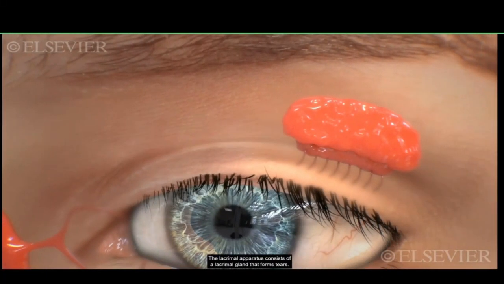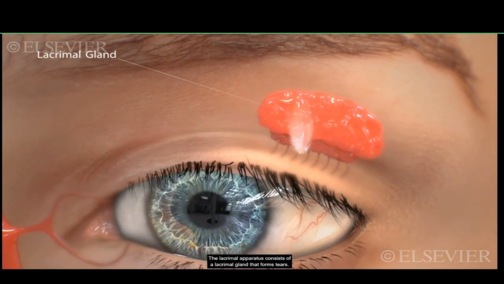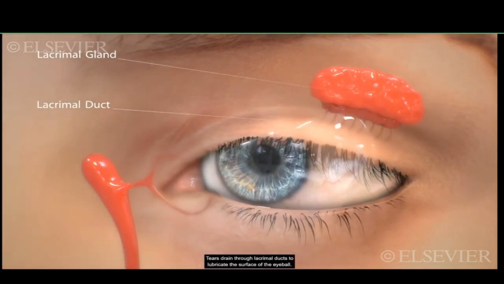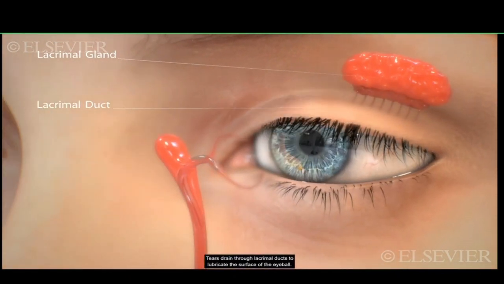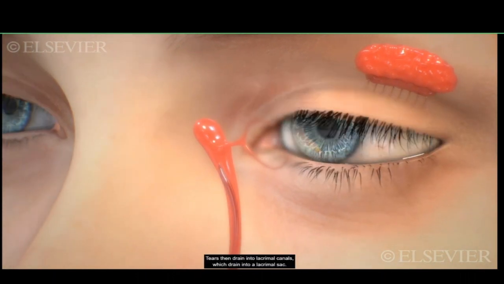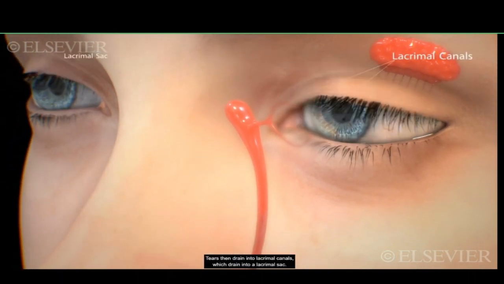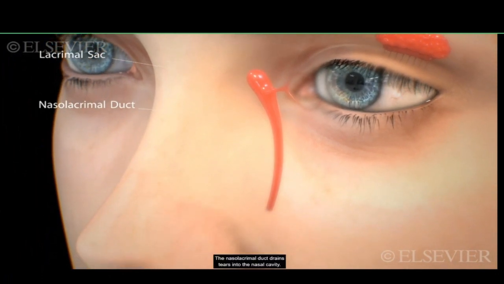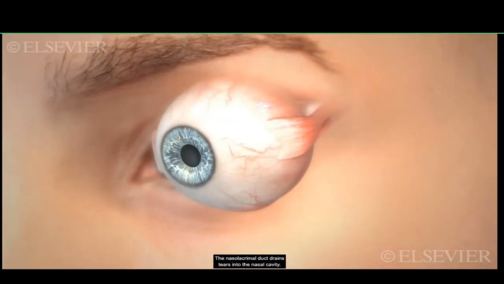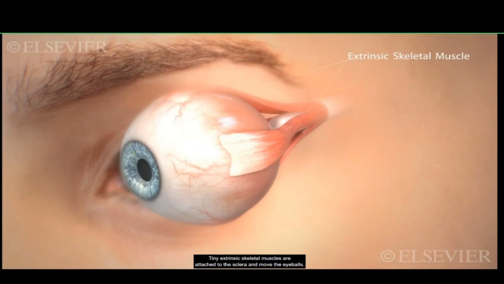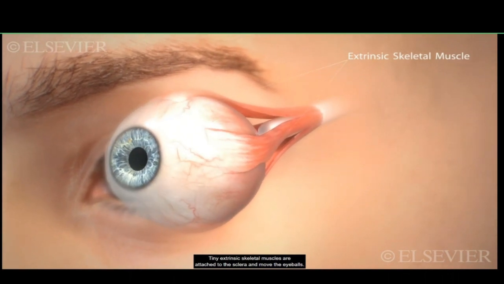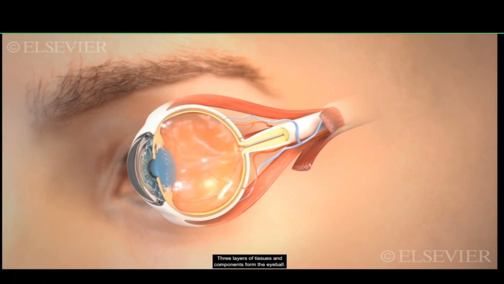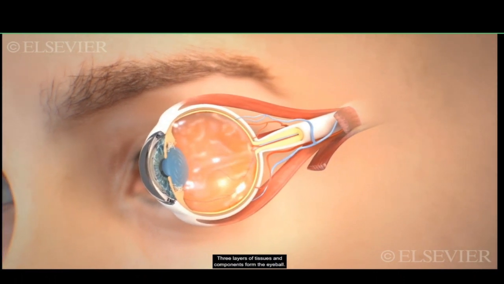The lacrimal apparatus consists of a lacrimal gland that forms tears. Tears drain through lacrimal ducts to lubricate the surface of the eyeball. Tears then drain into lacrimal canals, which drain into a lacrimal sac. The nasolacrimal duct drains tears into the nasal cavity. Tiny extrinsic skeletal muscles are attached to the sclera and move the eyeballs. 3 layers of tissues and components form the eyeball.